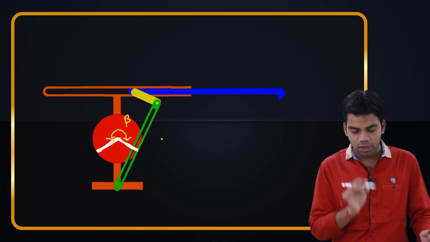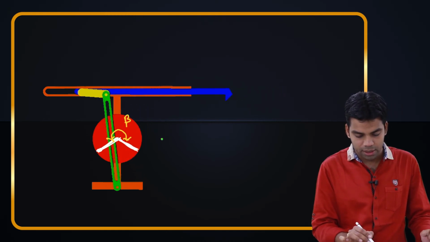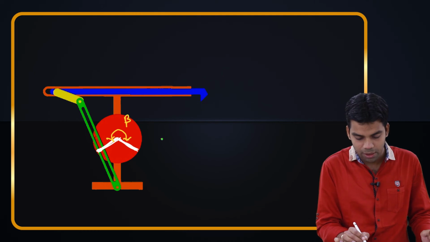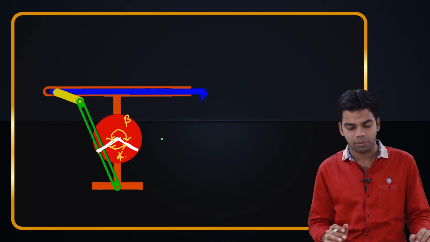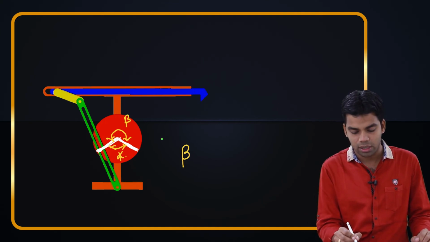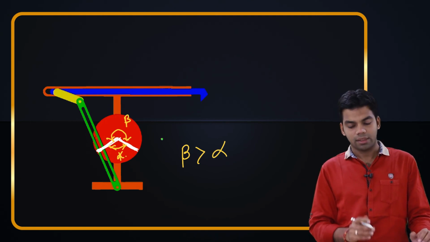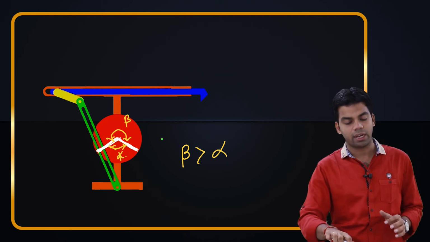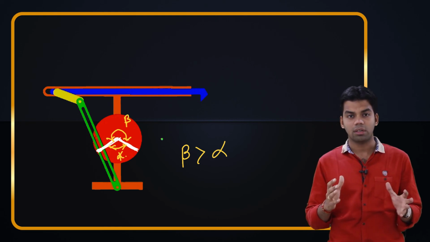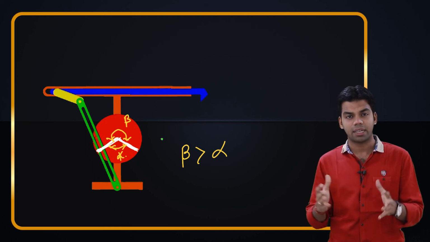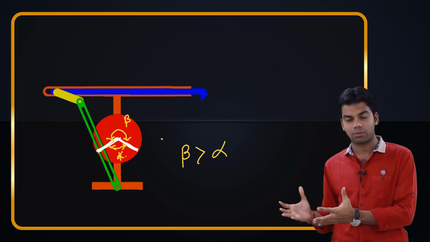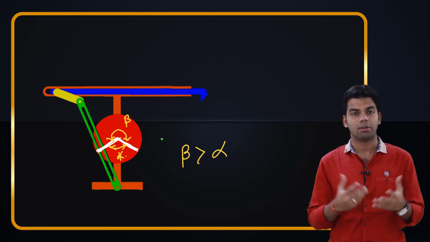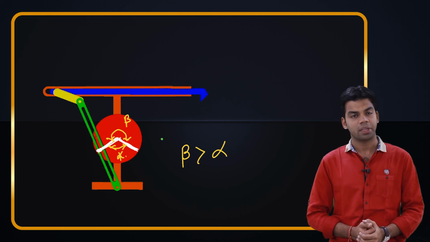Getting this or not? Now what about the return stroke? Now I will continue to play this. So how much angle is covered during the return stroke? Just this angle, which is, let's suppose, alpha. As you can see from the figure itself, this beta is actually greater than alpha. Therefore the forward angle is more as compared to the reverse angle. Therefore the time taken during the forward stroke is more as compared to that of the reverse stroke, and that's why this particular mechanism acts as a quick return motion mechanism. Getting this or not?